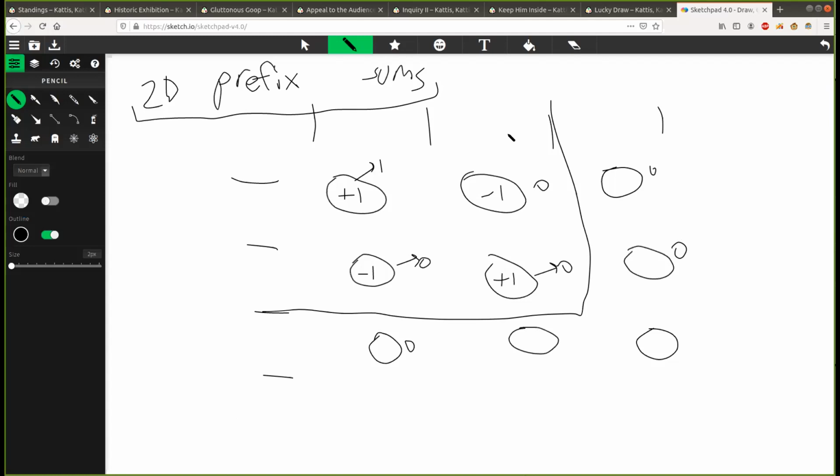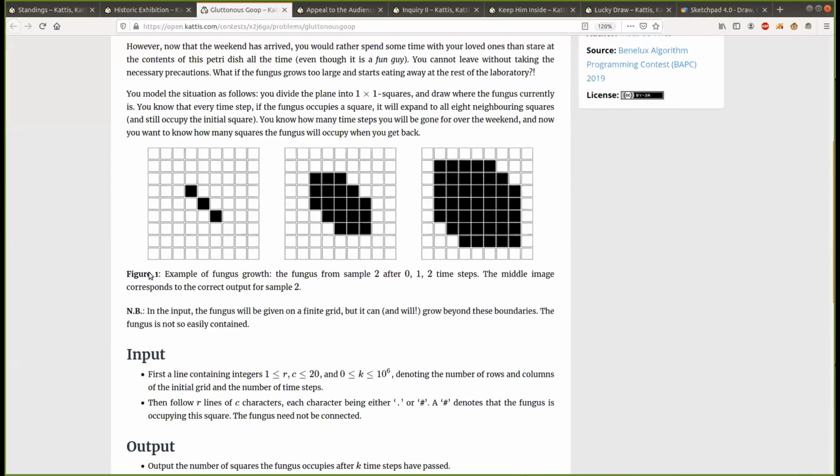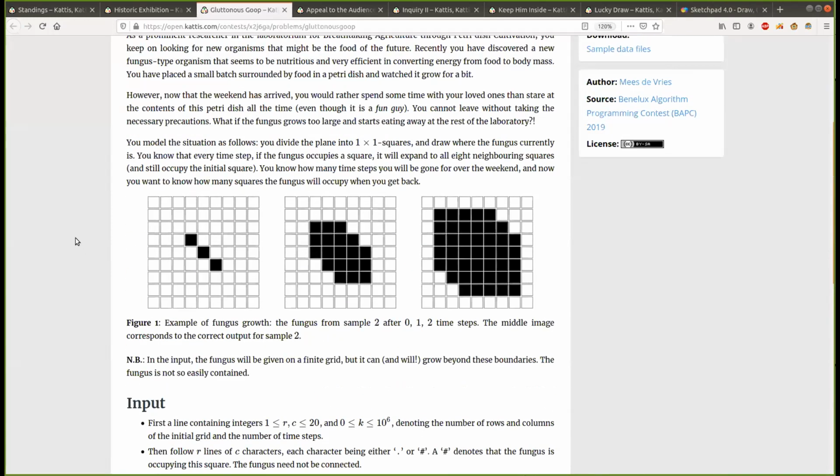Does this make sense? Yeah, yeah. So yeah, but my solution is different. I didn't code it, but I told my teammate to code it. Can you go back to the problem description? Yeah.